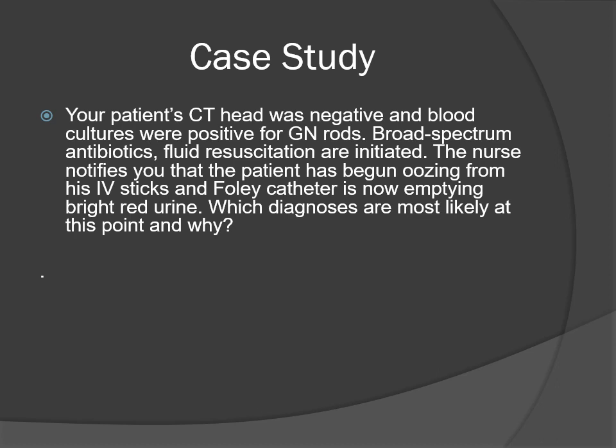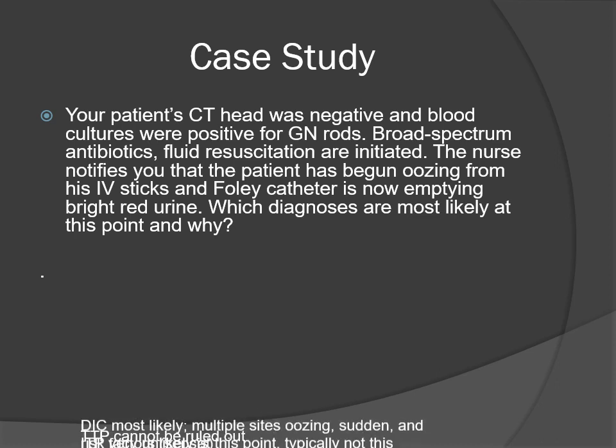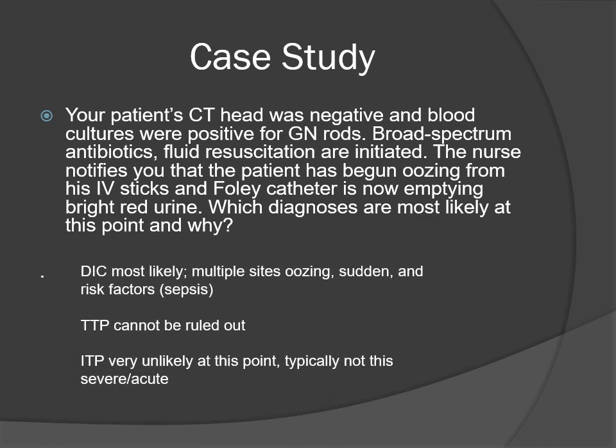I'll give you just a second to think about that. Is it DIC, is it ITP, or TTP? Okay, so DIC is most likely just because the patient has fulminant sepsis, right? We know that's a risk factor, and we know DIC is a lot more common, right? So you would tentatively say this patient has DIC. TTP can't be ruled out, though.